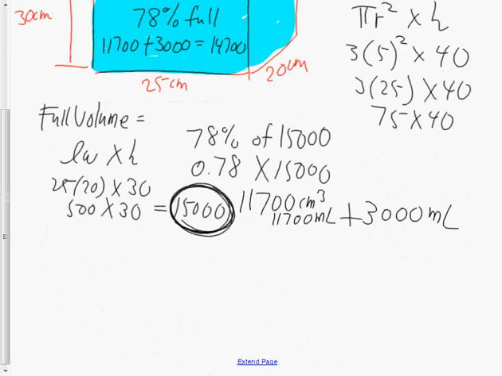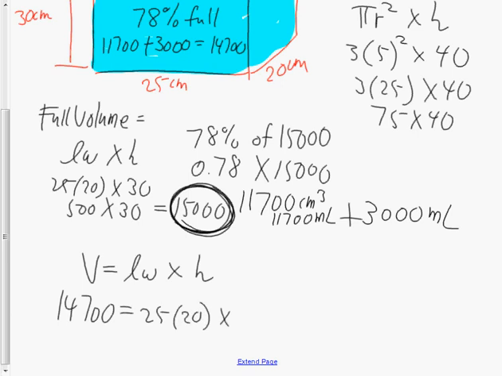So we know that the volume equals the area of the base multiplied by the height of the prism. We know that the volume of water in that particular aquarium after the cup is added is now 14,700. So that volume has to equal the length times the width, which is 25 times 20, multiplied by the height. Now when I work this out, I get 14,700 equals 500 multiplied by h. And I could either write 500 multiplied by h like that, or I could write 500h like that.